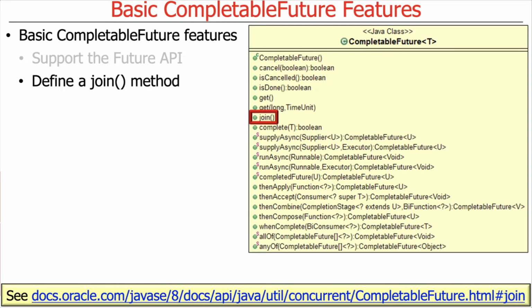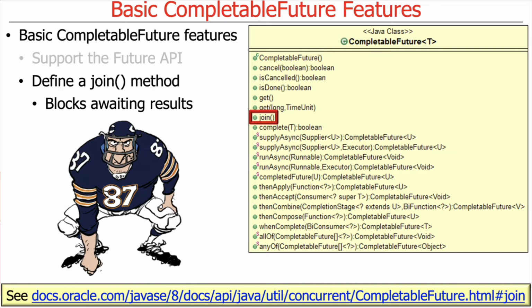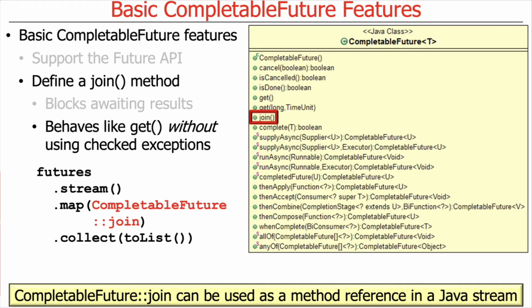One of the main benefits added to CompletableFuture to enhance what you get out of the box with Java Future is a method called join. And this is really about the only thing in the basic set of CompletableFuture features that's actually useful to know about. So what is join and how does it compare to what came before? Well, join can be used to block, awaiting the asynchronous results to finish running by the thread that's processing the CompletableFuture. So it's basically a variant of get. It behaves like get does, without using checked exceptions.